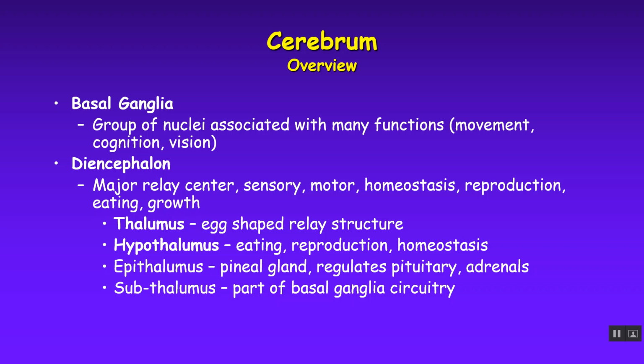The hypothalamus, that's that autonomic nervous system regulator, okay? Eating, reproduction, homeostasis, all driven by the hypothalamus. Epithalamus, that's also referred to as the pineal gland. It helps to regulate the pituitary and the adrenals, okay? So it plays a role in some homeostasis functions. The subthalamus is actually part of the basal ganglia circuitry. It does its own thing, but it's part of the basal ganglia. It influences the basal ganglia circuitry a little bit. Don't worry about those too much, okay?